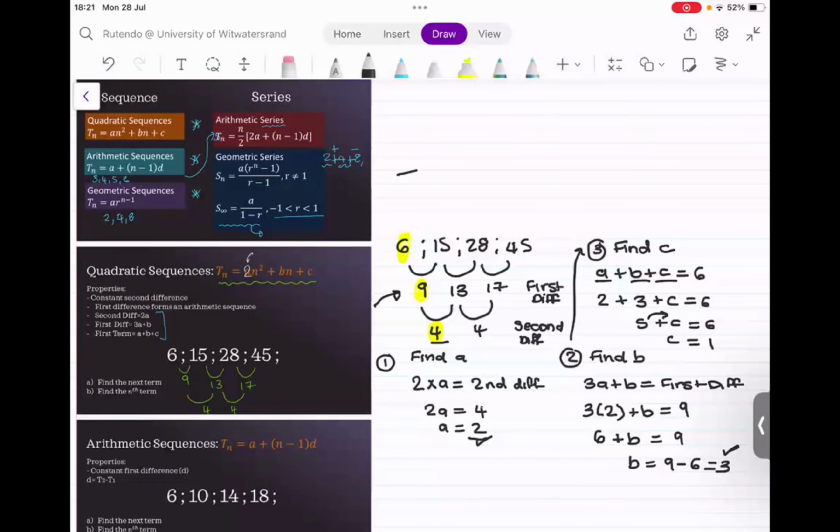Now I can write out my formula. So my final formula is going to be Tn is equal to, what was my A? It was 2. 2n squared plus my B was 3, 3n, and C was 1, plus 1. Okay, well done. A lot of you got it. That was perfect. Okay, and so that's the formula we use for our quadratic. We'll do another practice example as we go on.